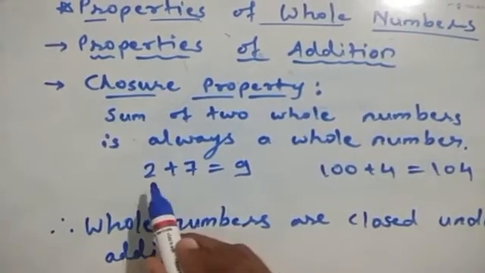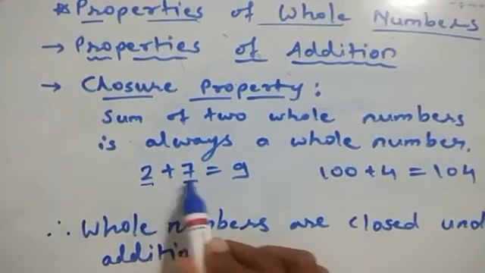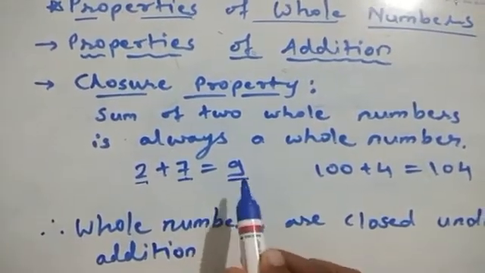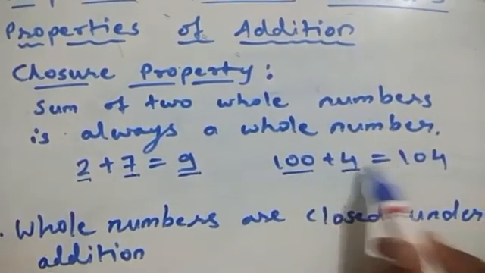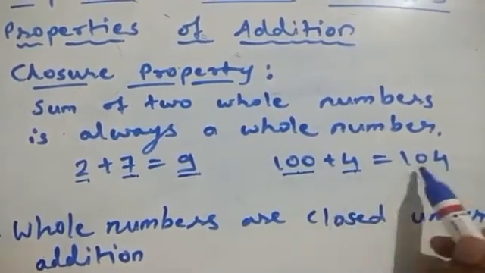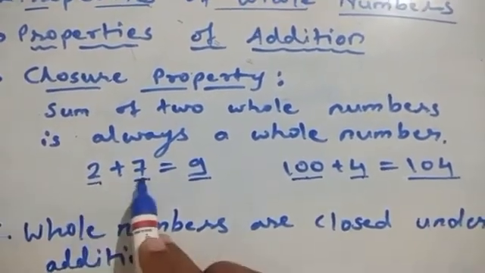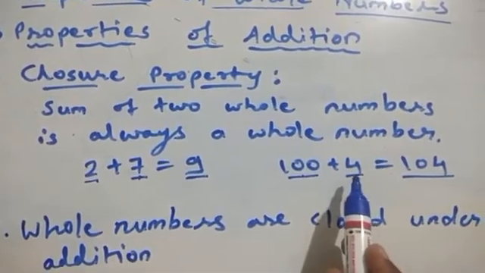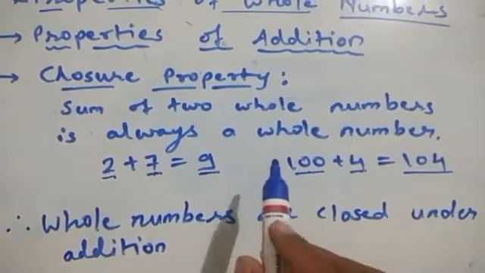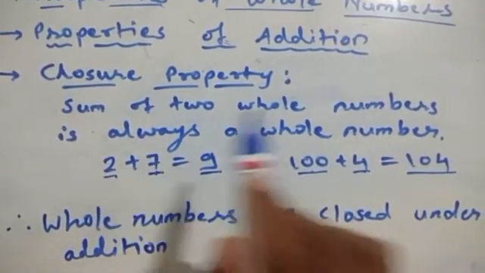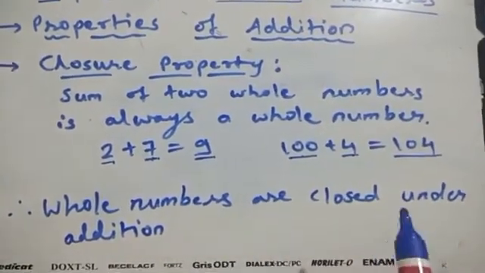How? See, we'll take one example here. 2 is a whole number, 7 is a whole number, and 2 plus 7 is what? 9, and 9 is also a whole number. One more example, see here. 100 is a whole number, 4 is a whole number, and 100 plus 4 is 104. Okay, 104 is also a whole number. It means when we add any two whole numbers, we get the sum as a whole number only. That is why, according to the closure property of addition, the sum of two whole numbers is always a whole number. Therefore, whole numbers are closed under addition.